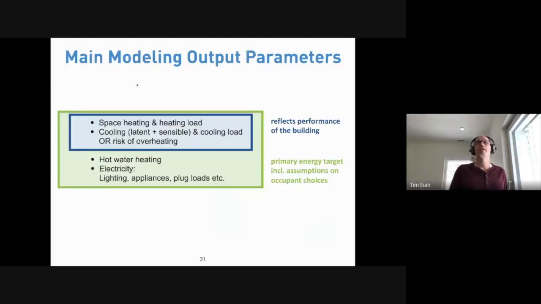The main modeling output parameters, of course, space heating, heating load, cooling load, risk of overheating, and then we get into large consumers, hot water heating, electricity use, all of those things. It's all in there. I will say that the building itself is essentially modeled under a unified user pattern. So it assumes a certain occupancy and user behavior, and that is uniform across the models. And that is so that we can compare them.